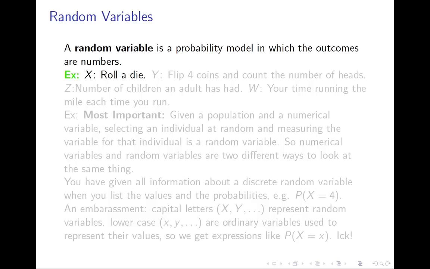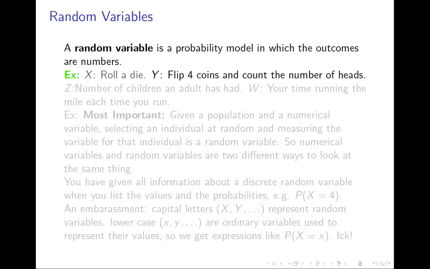So here are some examples. We'll generally refer to random variables using capital letters. We'll name them by capital letters. So I'm going to give you some examples. I'm going to give them names and refer back to them. So the first one, which we'll call X, is rolling a die. We saw that when you rolled a die, the possible outcomes were the numbers 1 through 6. Because those are numbers, that's a random variable.